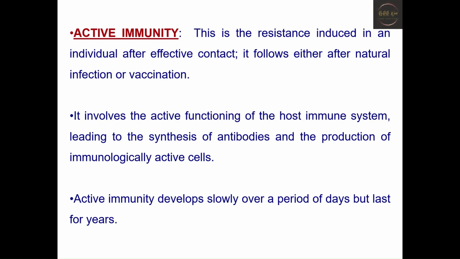Now coming to active immunity. This is the resistance which is induced in an individual after effective contact. It follows either after natural infection or vaccination. It involves the active functioning of the host immune system, leading to the synthesis of antibodies and the production of immunologically active cells. Active immunity usually develops very slowly over a period of days, but it can last for years. So, active immunity is usually very effective as it can last for many years.